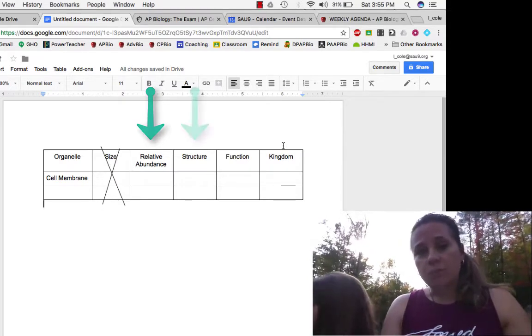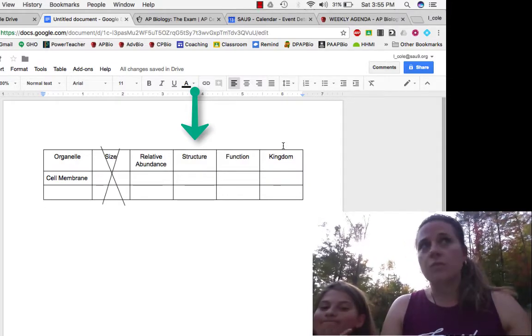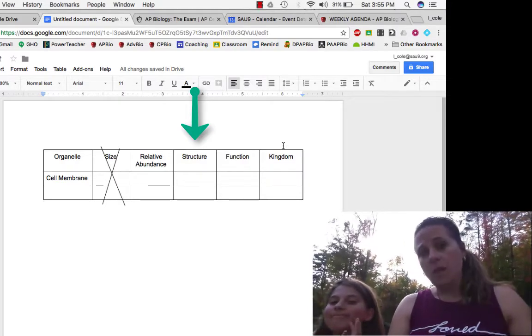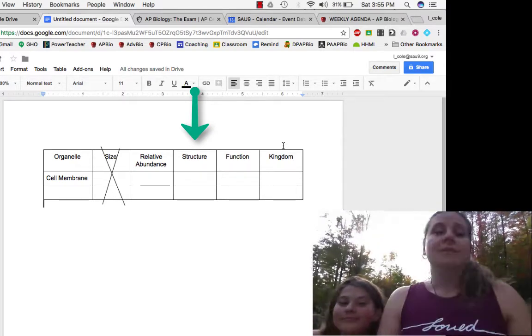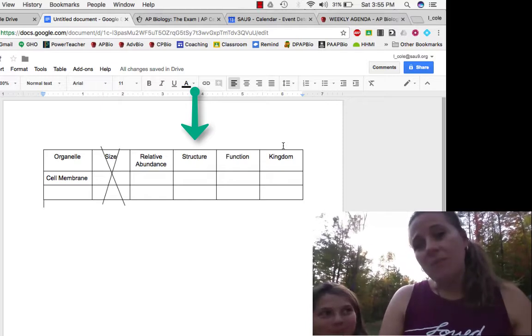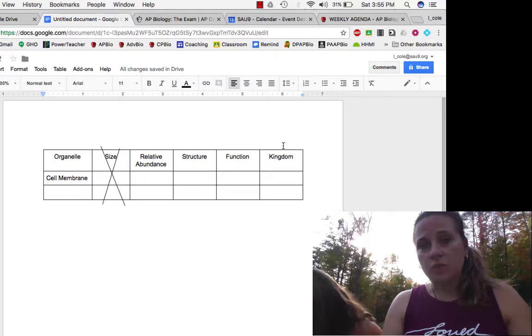Then you have the structure piece that you can see there. The structure is literally, what is this organelle constructed out of? How is it made? Is it membrane bound? You can use pictures, but the picture can't be it alone. You have to also explain what it's constructed out of.